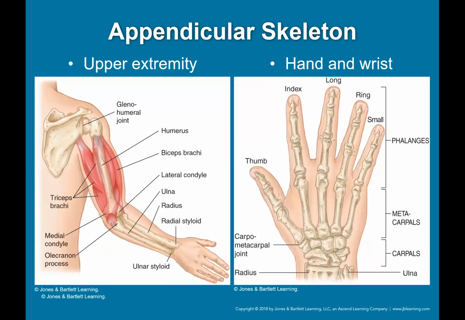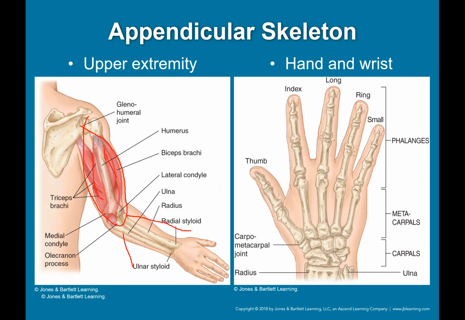Our upper extremities. So we've got our humerus up top. We've got our radius, which again is going to be thumb side. We've got our ulna, which is going to be pinky side. Makes sense because we take a radial pulse on the thumb side. We have our bicep, which is going to be on the top part of our arm. We have our tricep, which is going to be on the bottom side of our arm.